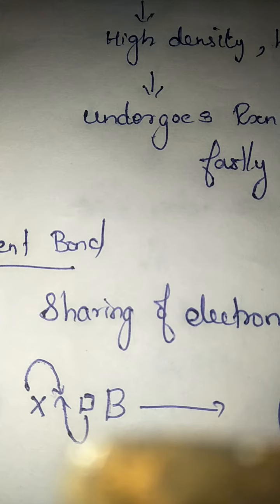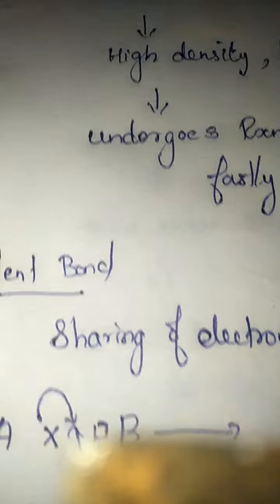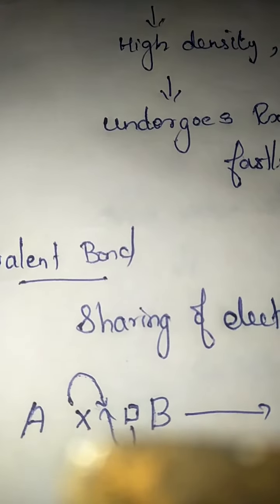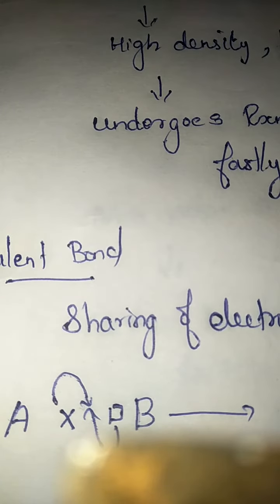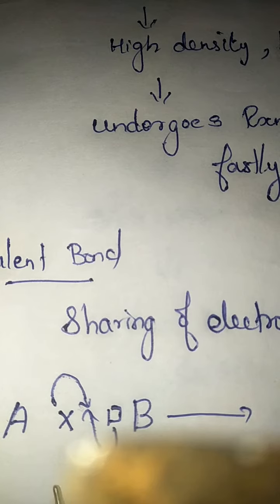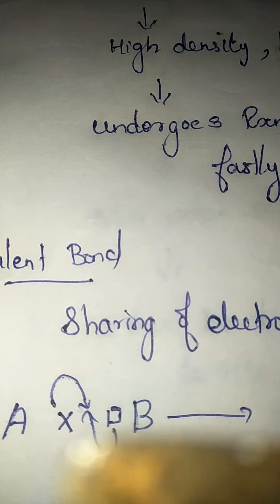See here, two elements are there, for example A and B. This is the outer shell electrons of A, and this is the outer shell electron of B.